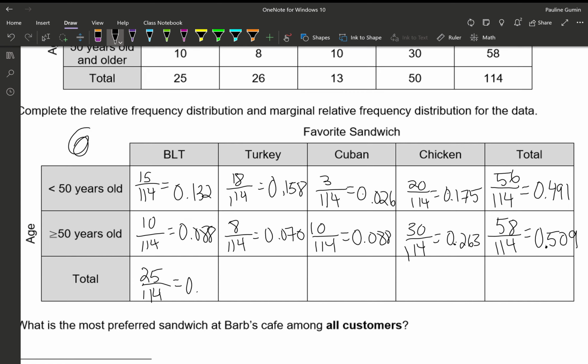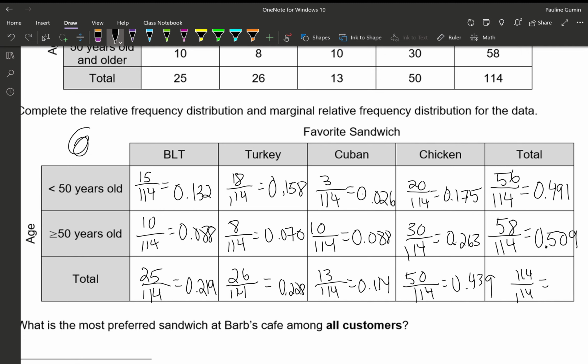So that's 0.219. There were a total of 26 people out of 114. Oh, that looks like an extra one. And that liked turkey sandwiches, so that's 0.228. There were 13 people who liked Cuban sandwiches, 0.114. And 50 people who liked chicken. Love chicken. And of course, there was 114 out of 114. That's our total. So that gives us a nice 1.